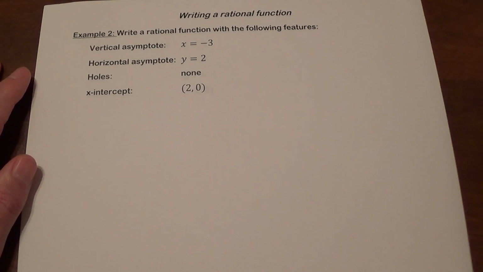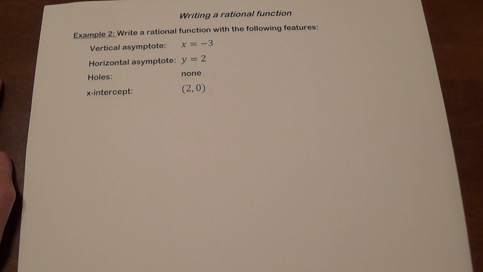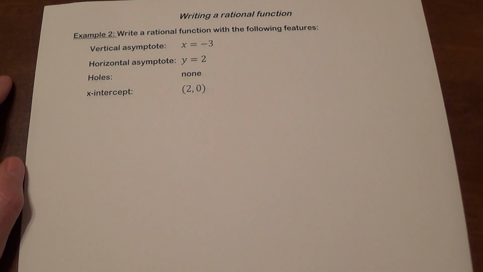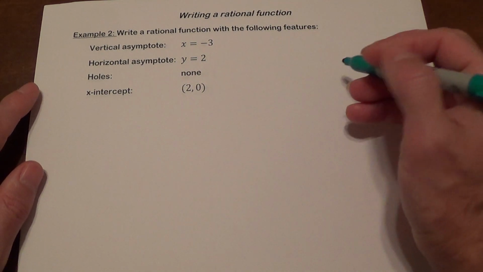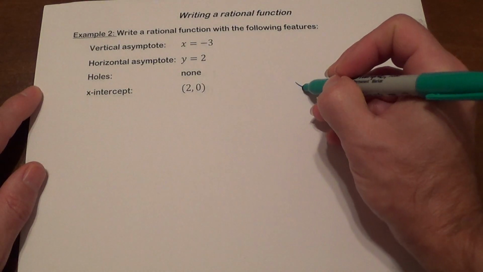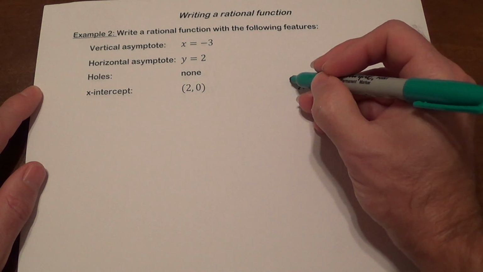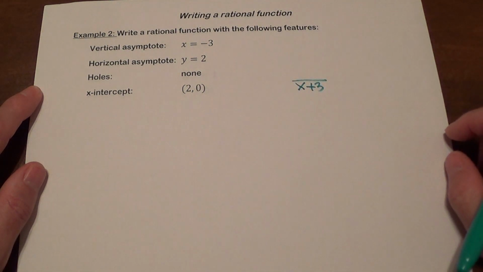I want to write another function with a vertical asymptote at -3, horizontal asymptote y equals 2, no holes, and an x-intercept of (2, 0). So what does that mean? That means the denominator must have x plus 3 as a factor, or possibly just the only thing.